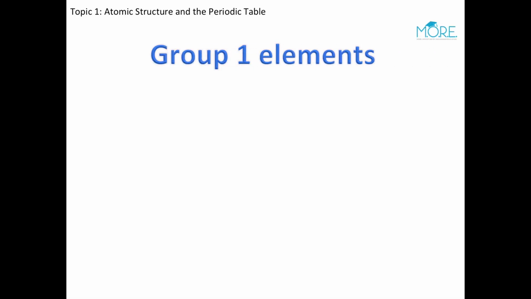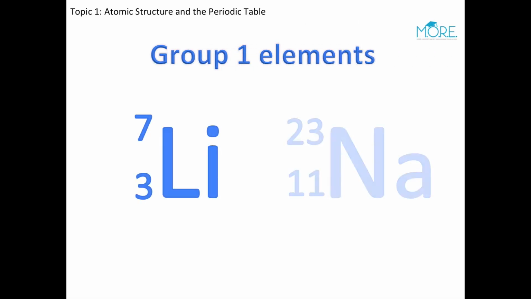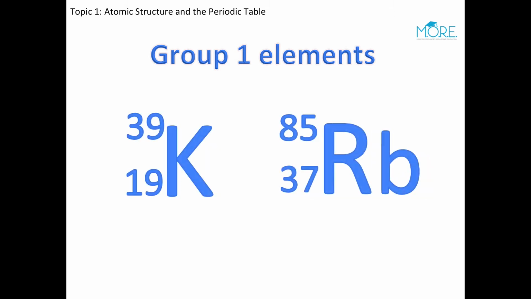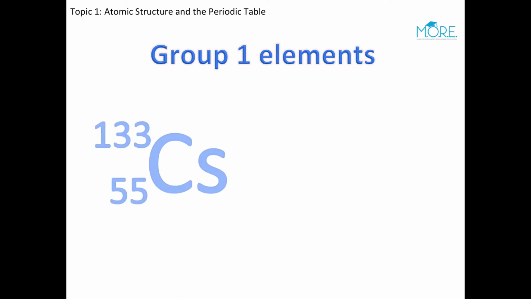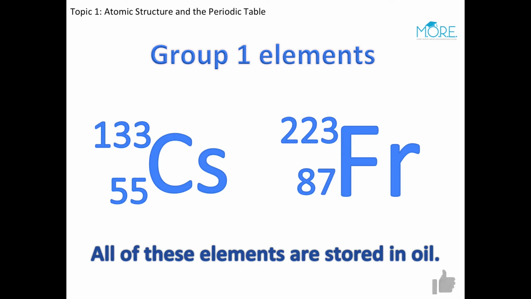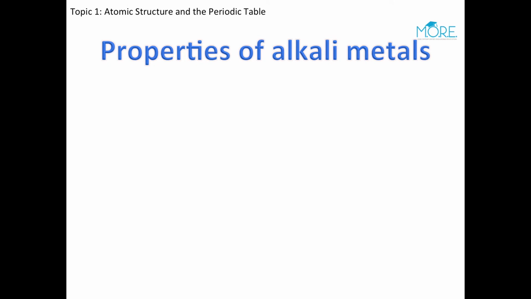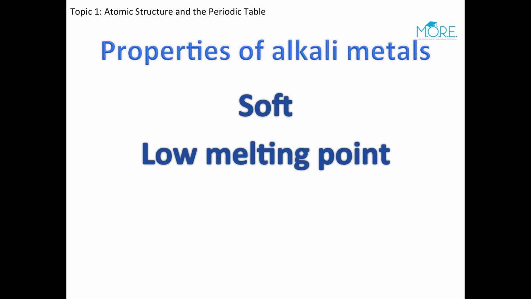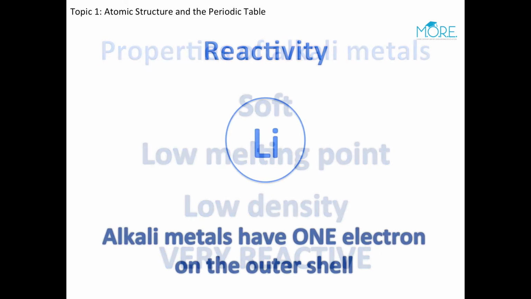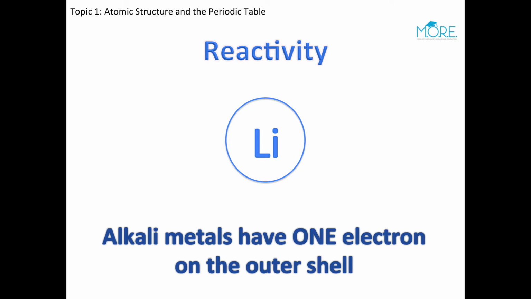The Group 1 elements are lithium, sodium, potassium, rubidium, cesium and francium. All of these elements are stored in oil. The properties of alkali metals are that they are soft, they have a low melting point, low density, and they are very reactive. Alkali metals have got one electron on their outer shell.